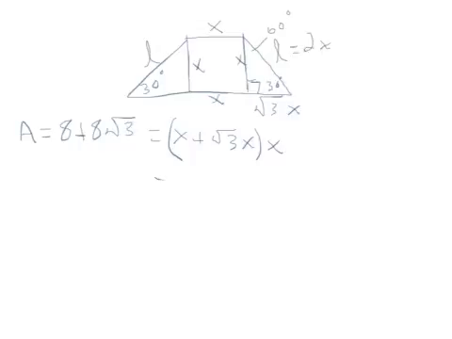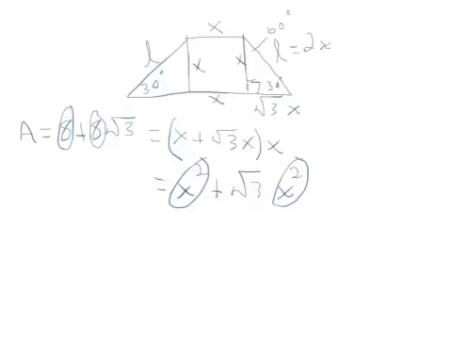So I can distribute the x on the right side. I'm going to get x squared plus square root of 3 times x squared. That's all equal to 8 plus 8 square root of 3. Now if we just look at this, we can identify that 8 would have to be x squared, because we see here that 8 and x squared will replace each other.